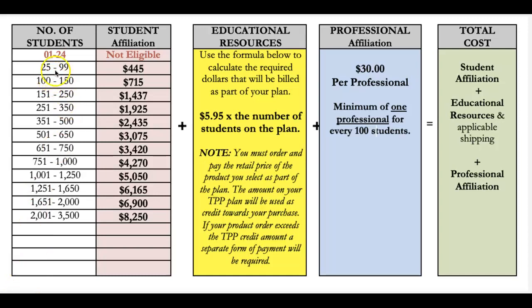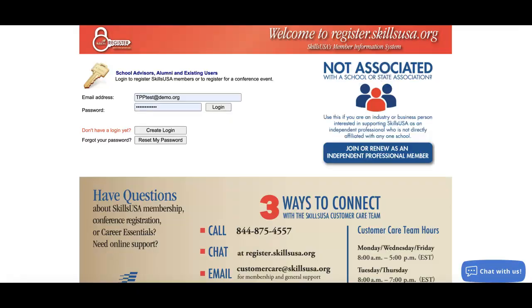For example, if you registered 99 students, the cost for all 99 students membership is $445. You would then add in the amount of educational resources, which would be $5.95 times 99 students. Then you would move on to the professional affiliation portion of the formula. This will be $30 times the number of professionals. You have a minimum of one professional for every 100 students. Once you have calculated each section of the formula, you will then add them all together to get your total cost.